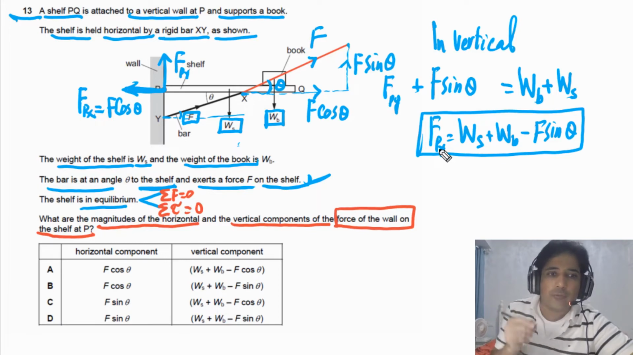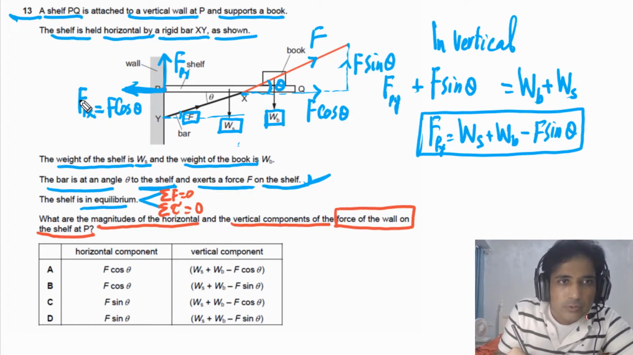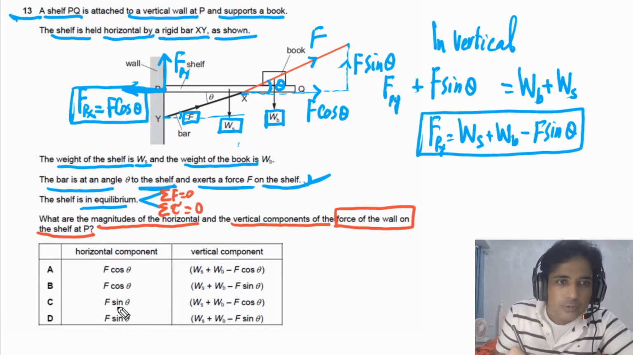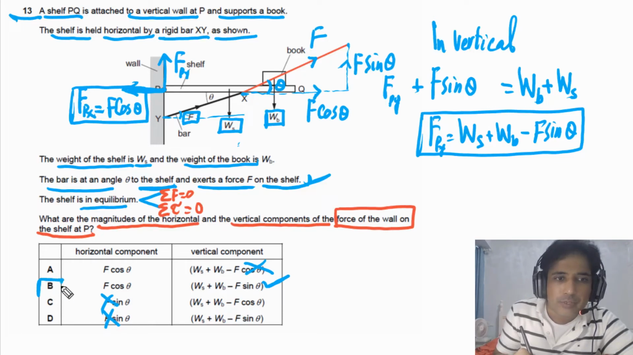Now if you look at the given options, the horizontal component has to be equal to F cosine theta. So this is the horizontal component. It means option C is not possible. This is also not possible. A is not a possible answer because this is telling us F cosine theta. So the best possible answer for this question is B. So B is the right answer.